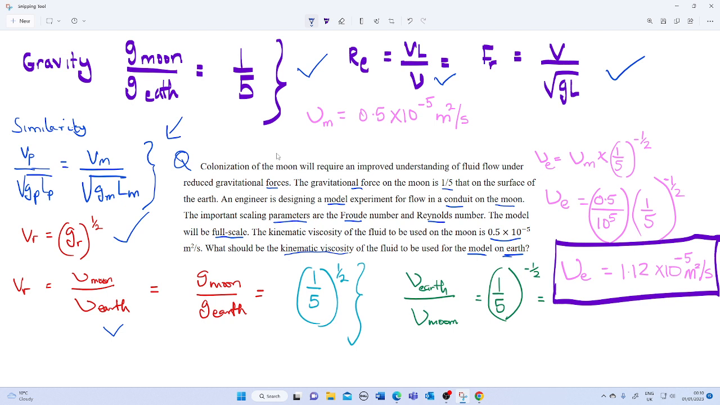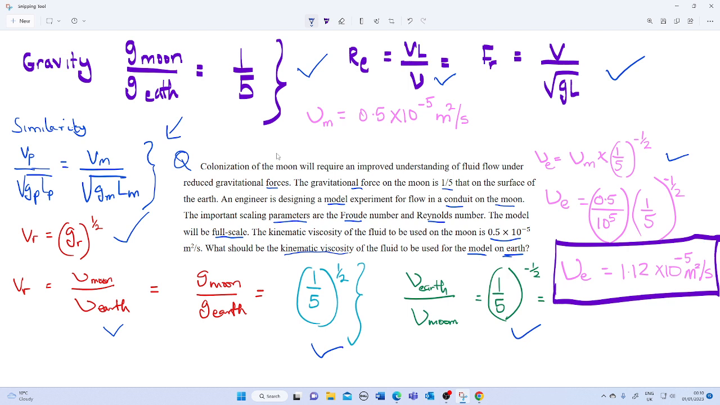So therefore, our kinematic ratio for the Earth and the moon equals 1/5 raised to power -1/2. So therefore, the kinematic viscosity for the model on Earth becomes Vm multiplied by 1/5 raised to power -1/2.